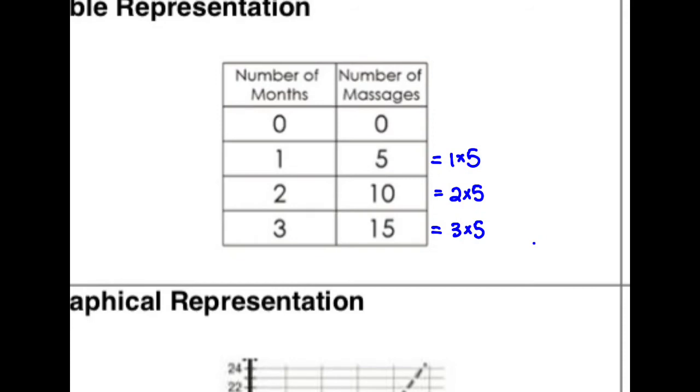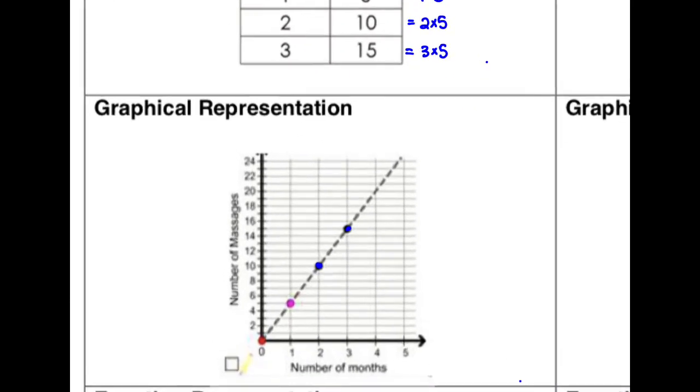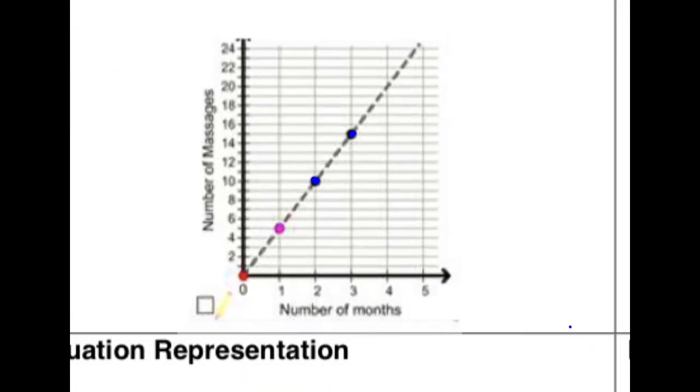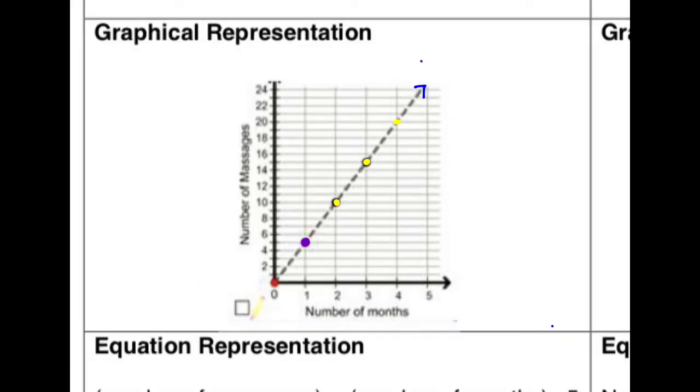Now let's put this table of values into a graph. So let's look at the graphical representation. When the number of months is 0, she's going to get 0. When the number of months is 1, she's going to get 5. When it is 2, she's going to get 10. And when it is 3, she's going to get 15. And 4 will be 20. So the line continues on. As you can see from this graph, this is a straight line which goes through the origin right here. So we say this is a direct variation.